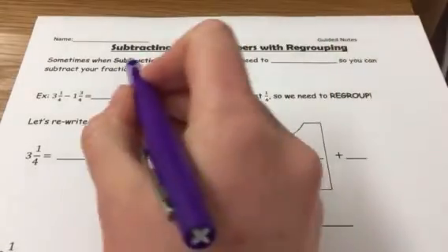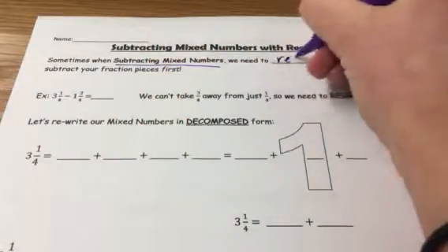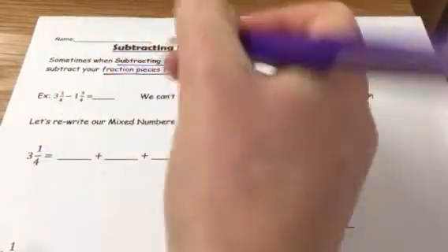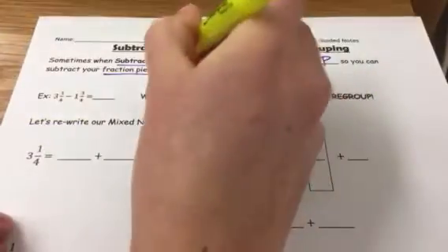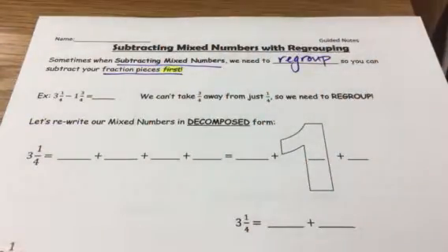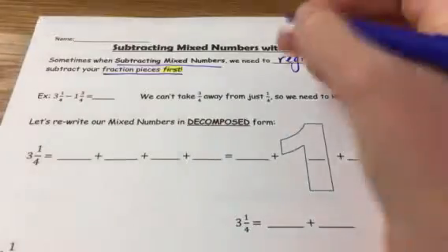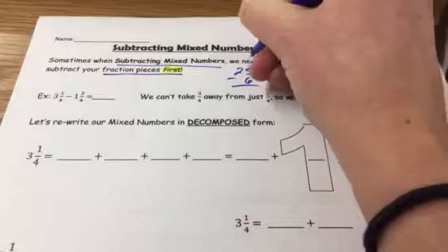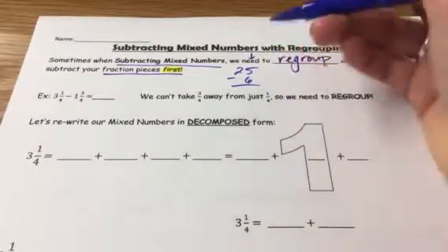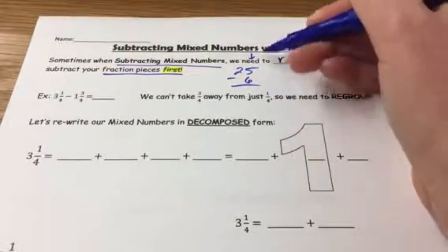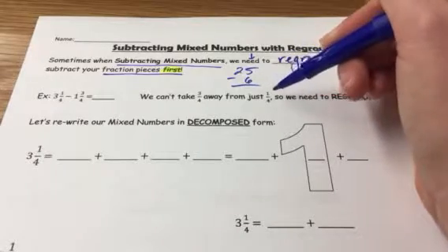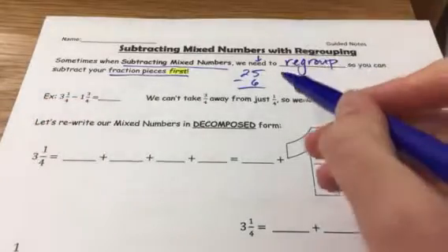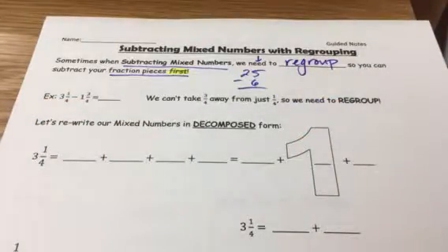So sometimes when we are subtracting mixed numbers, we need to regroup so that we can indeed subtract our fraction pieces first. Just like when we're subtracting whole numbers, such as 25 minus 6, we start in the ones column first, in the smallest place value. Similarly, we're going to start with our fractions first, our smallest place value, which would be our parts of a whole thing. So we're going to do the same thing. We're going to start with our fractions and then work our way over.